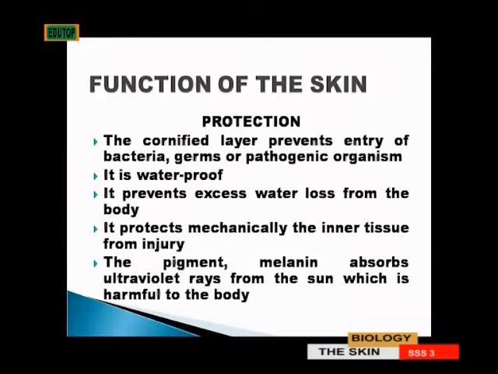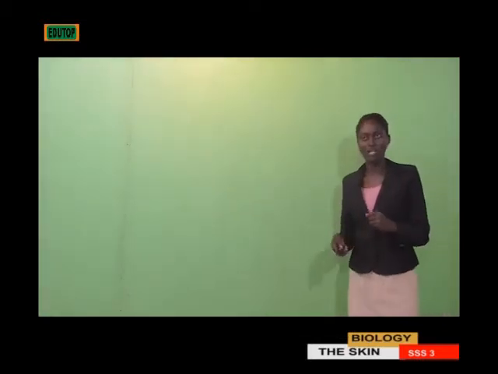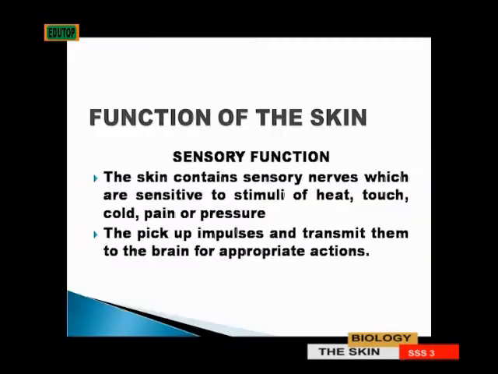from the sun, and the ultraviolet ray is harmful to the body, so it protects the body by absorbing ultraviolet rays. Then another function of the skin is the sensory function. The skin contains sensory nerves which are sensitive to stimuli of heat, touch, cold, pain, and pressure.